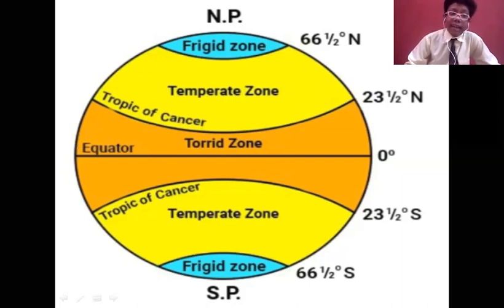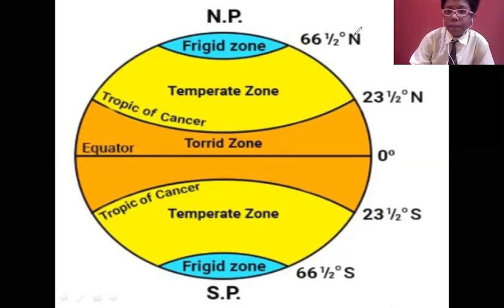The southern half of India lies in the torrid zone. It is because the Tropic of Cancer passes through the middle of India. So here it is explained that the Tropic of Cancer passes through the middle of India. After the Tropic of Cancer there is the torrid zone, so the southern half of India is in the torrid zone.